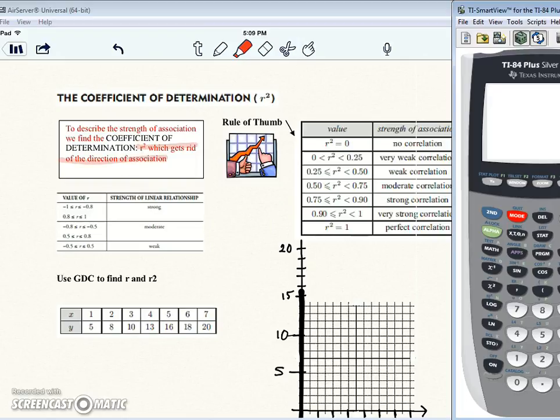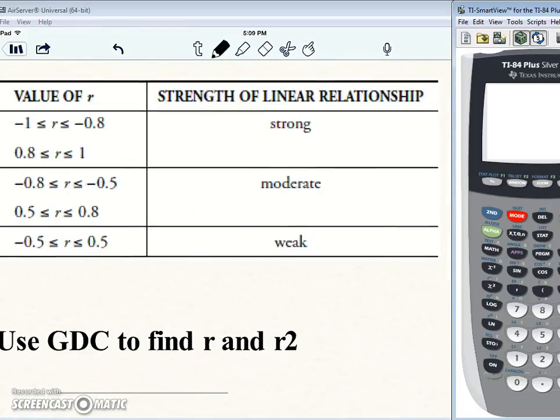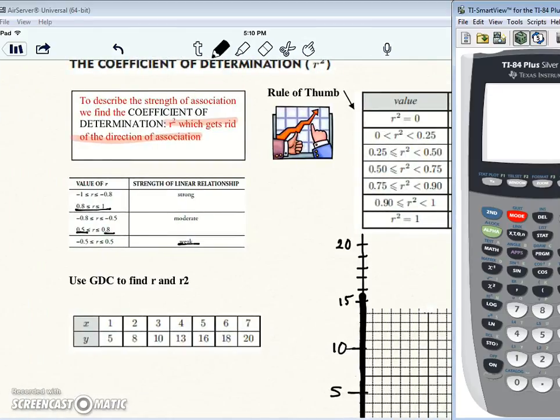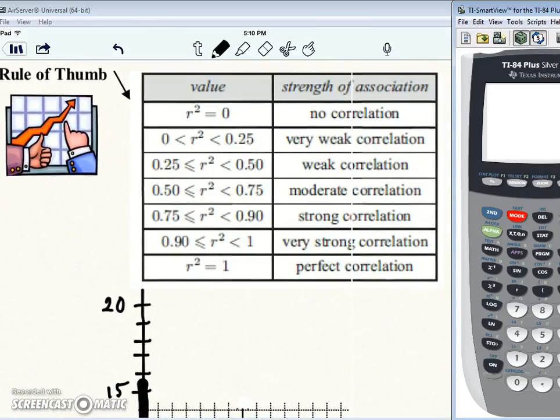So there are a couple of rules of thumb. If you're looking at R, if R is anywhere between, let's say, 0.8 and 1, you could call it strong. Same thing if it's anywhere between 0.5 and 0.8, you could call it moderate. And anything between 0 and 0.5, you could call weak. Even better is this specific IB rule of thumb.